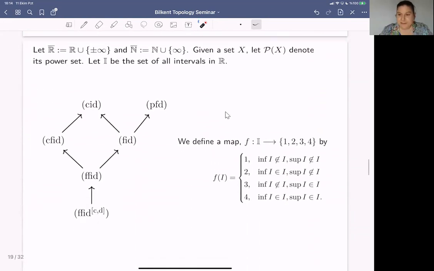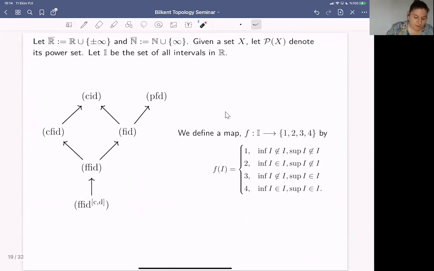Okay. So here is the idea. These are just notation. Of course, this is not the closure of R; I mean, this is not a notation in topology. So R bar is the union of R with plus or minus infinity. And let's say N bar is the natural numbers union infinity.